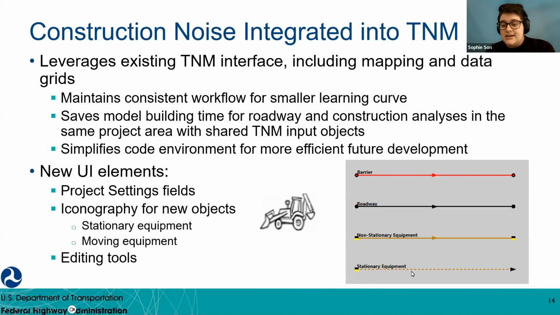The noise generating activity for stationary equipment is just while it's in place, so there's only one single point. And this dotted line terminating in an arrow is used to indicate the object orientation. The orientation for stationary equipment can be front, back, right, or left relative to this arrow that always points to the front. And for non-stationary equipment, just like for barriers, the direction relative to that arrow is right or left.